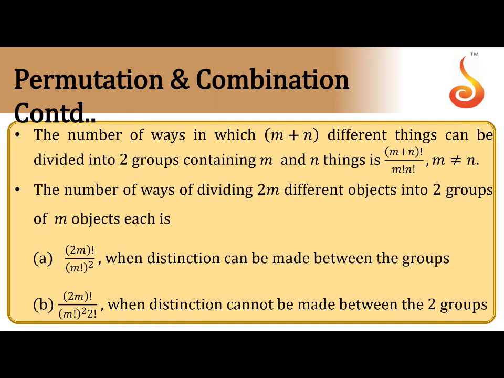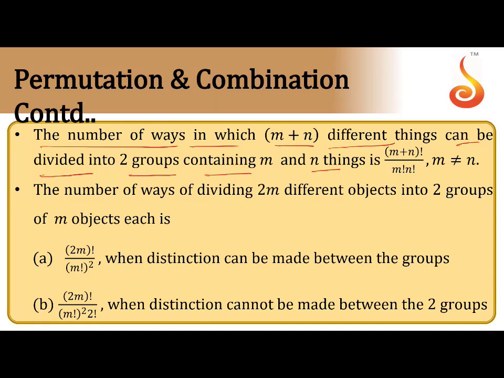Here is also another important point: the number of ways in which m plus n things can be divided into two groups containing m and n things. There are m plus n different things. In that, m is one type, n is the other. So how to make them into two groups? That formula is (m plus n) factorial by m factorial into n factorial.